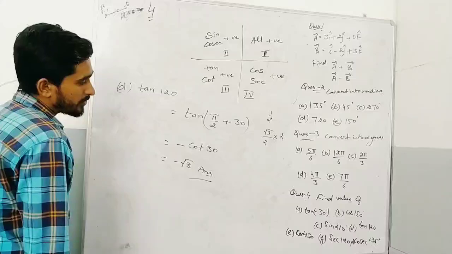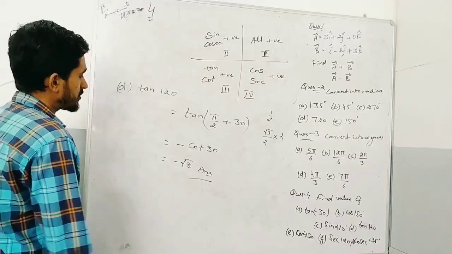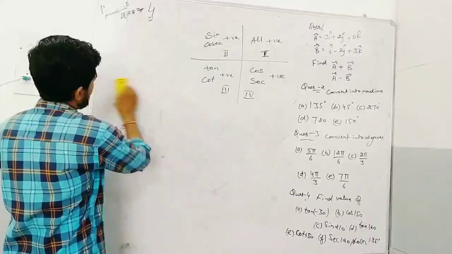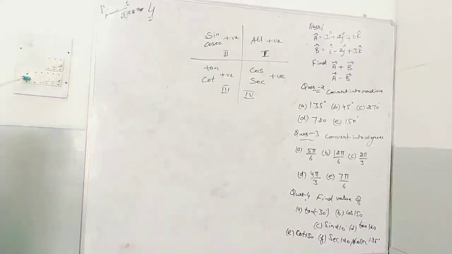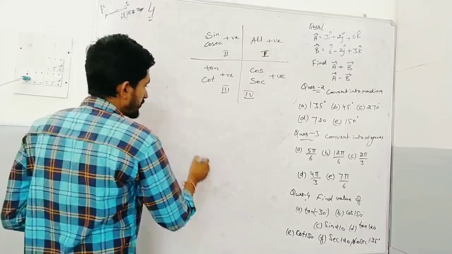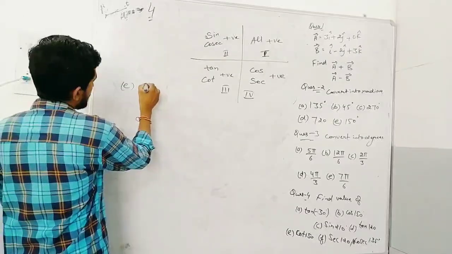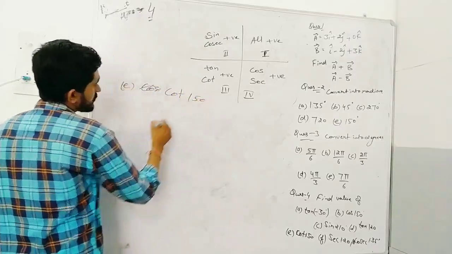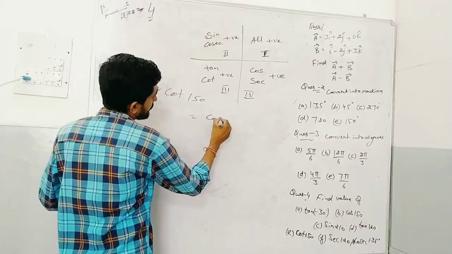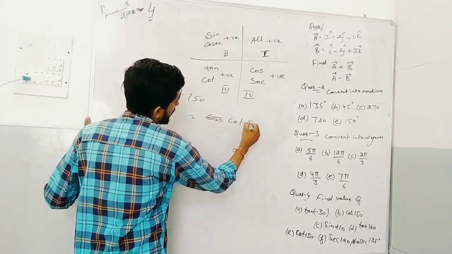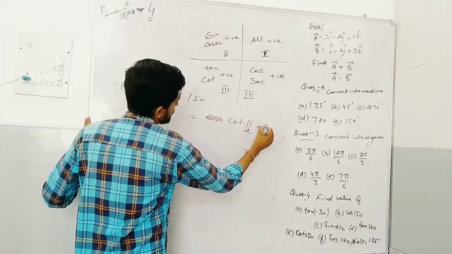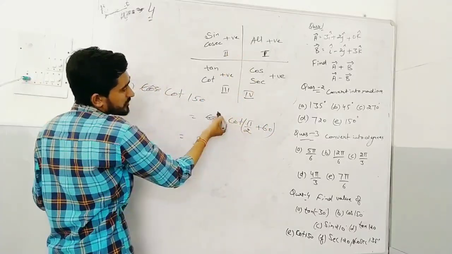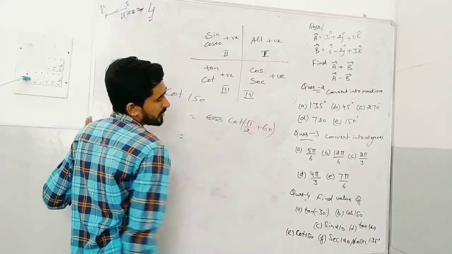Okay. Coming to the next question, E part. What does E part say? E part is about cot 150. What is cot 150? Cot 150 is cot of pi by 2 plus 60. Again pi by 2 plus, that means cot is negative in the second quadrant. This value comes in the second quadrant.